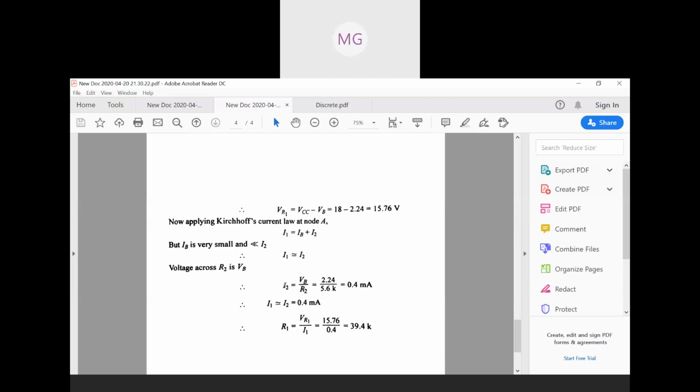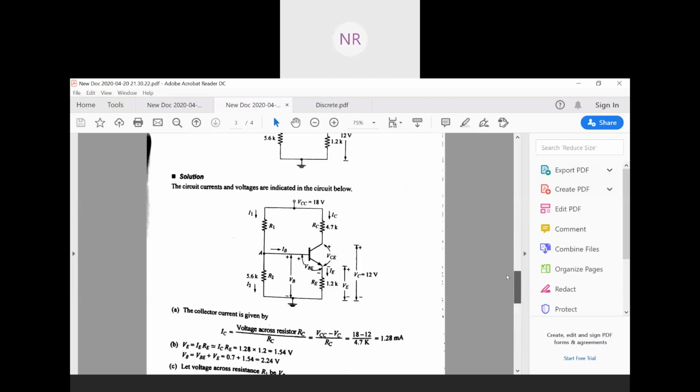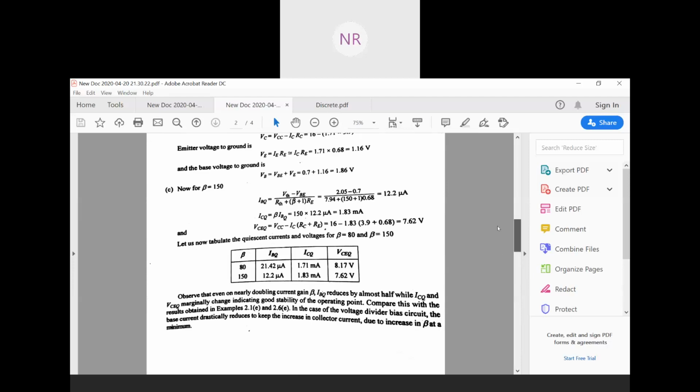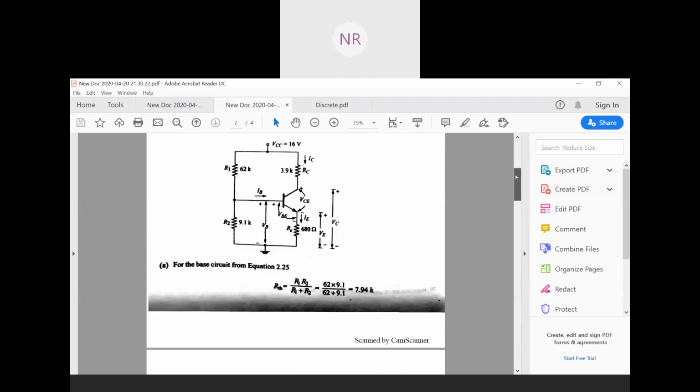So voltage across R2 is VB. So I2 can be calculated as VB divided by R2. VB we have calculated previously. So 2.24 divided by 5.6K, 0.4 milliampere, which is nothing but I1. So R1 is VR1 divided by I1. VR1 we have calculated as 15.76, that divided by 0.4, which is nothing but 39.4 kilo ohm. So this is your design part, that is calculation of various unknowns, we have discussed. 3 problems we have discussed. So I think it is clear.